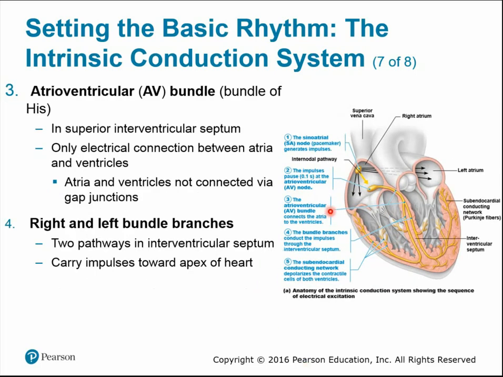So after the AV node, we go to the AV bundle. This is the only real electrical connection between the atria and the ventricles, right? Because the cardiac muscle cells of the atria and ventricles are not actually connected via gap junctions. So they rely on this AV bundle to distribute those impulses. Then the AV bundle is going to split off into our right and left bundle branches and carry those impulses all the way to the apex of the heart.